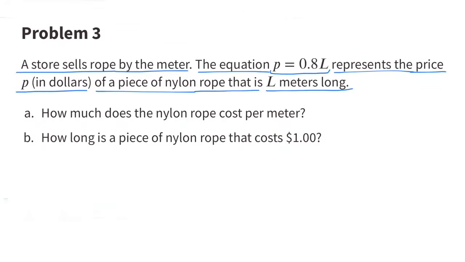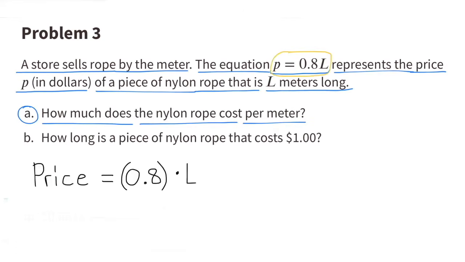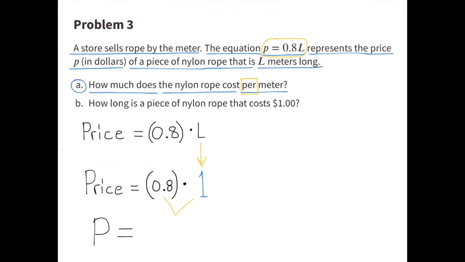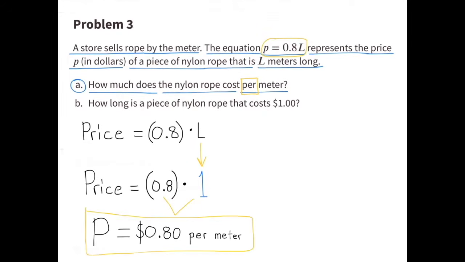Number 3. A store sells rope by the meter. The equation P equals 8/10 L represents the price P in dollars of a piece of nylon rope that is L meters long. A. How much does the nylon rope cost per meter? The key piece of information is the price equals 8/10 times the length. When the length is 1 meter, then the price is 8/10 times 1. And 8/10 times 1 is 8/10. So the price for the rope is 80 cents per meter.